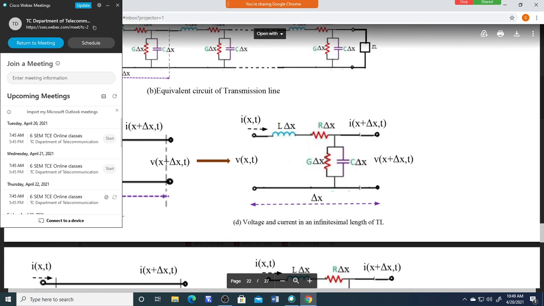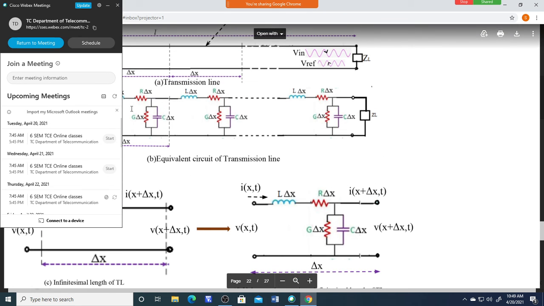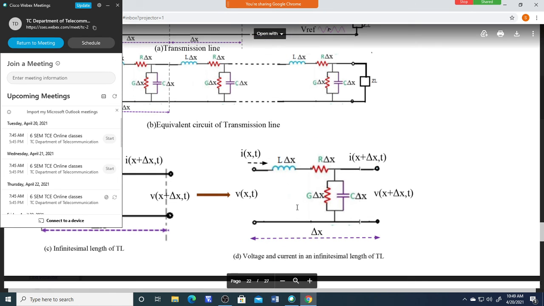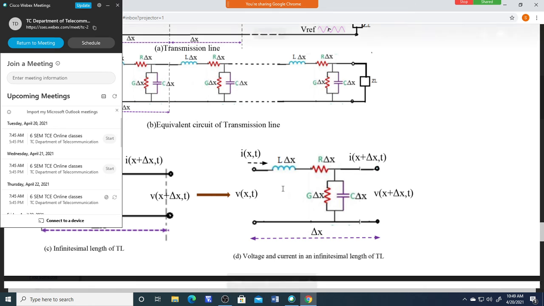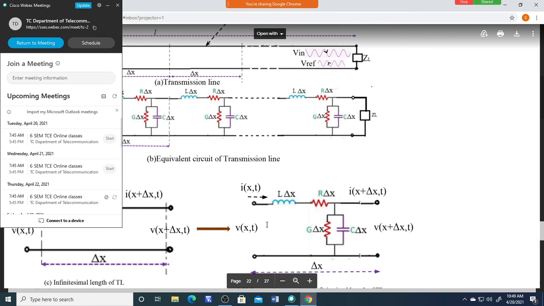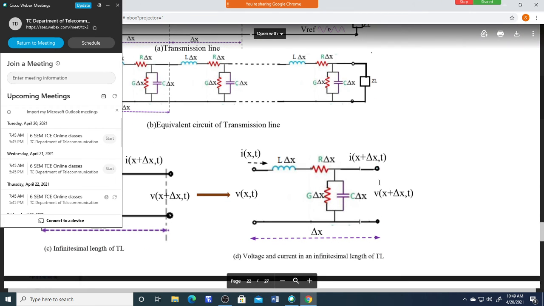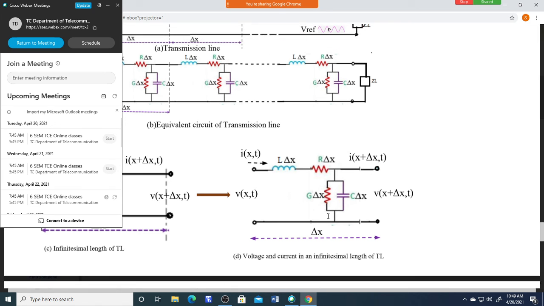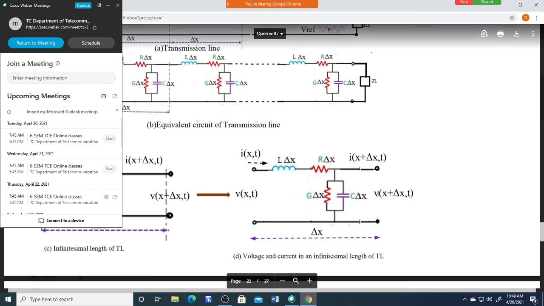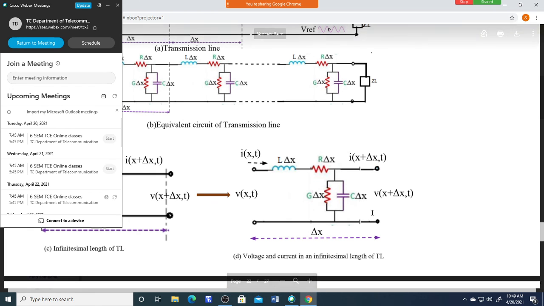So this is a cascade connection of such sections. If you know the voltage applied here, you have to get the equation now. The voltage you observe depends upon these values here. So how to get that value? Apply Kirchhoff voltage law or current law to get the value of this.